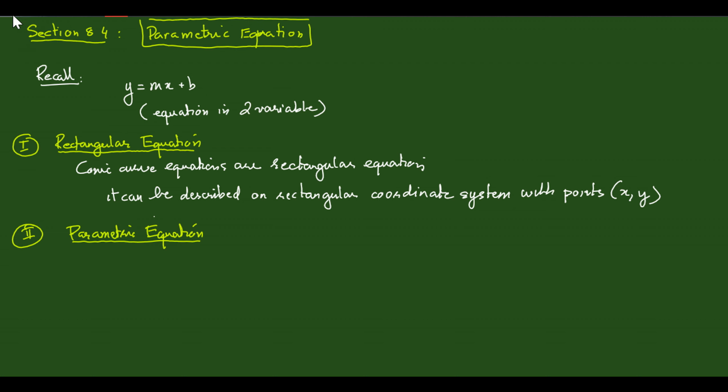Okay, so a parametric equation is like a system of x and y, where x can be written as a function of t, and y is also written as a function of t. And t over here, we call that a parameter.